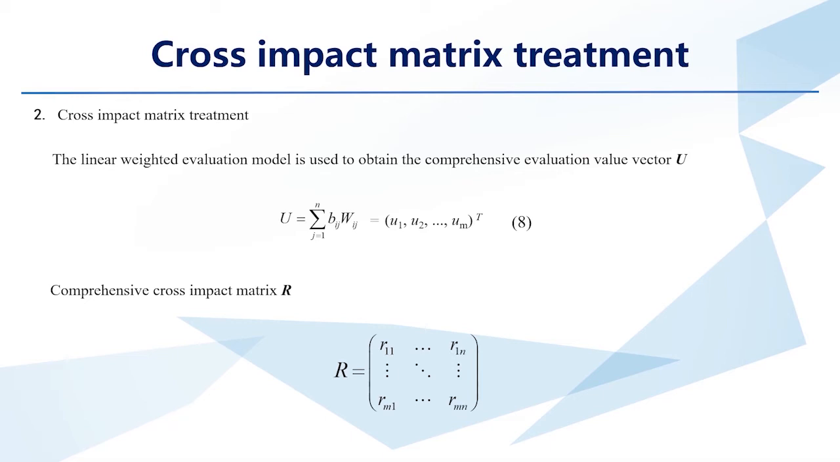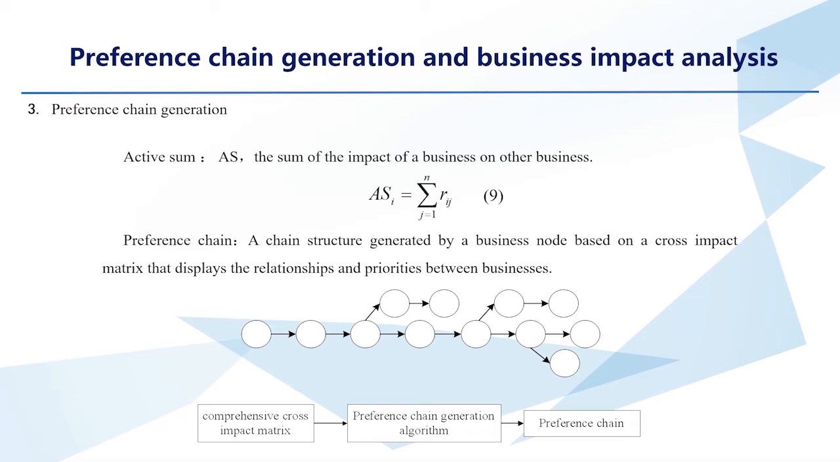The next part is preference chain generation and business impact analysis. In the information system, the overall impact of a business function on others can represent the impact of its failure on the information system. The sum of the impact of a business on other businesses is called the active sum, which is used to measure the impact of business function interruption on the information system.